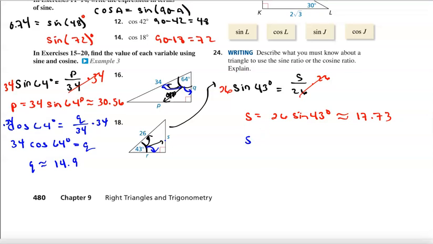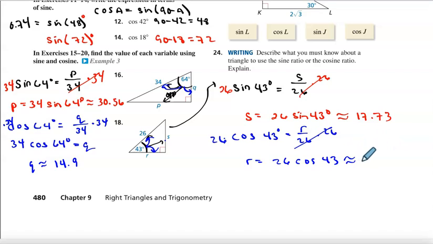Using the same thing, this time we use the adjacent angle. When I'm using the adjacent angle, I'm going to use cosine. So cosine of 43 degrees is equal to the adjacent, which is r, over the hypotenuse, which is 26. Again, multiply both sides by 26. So r is equal to 26 times the cosine of 43 degrees. Pop that into your calculator, and you get about 19.02, rounding to the hundredths.